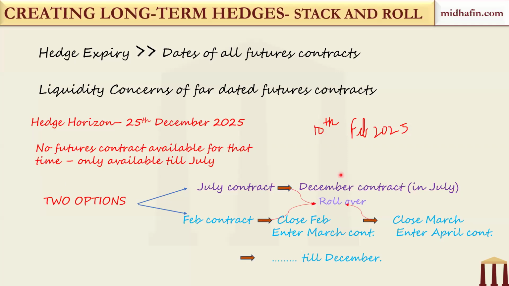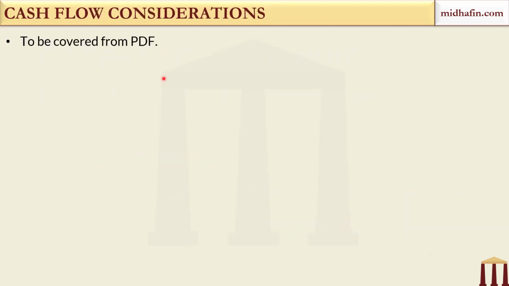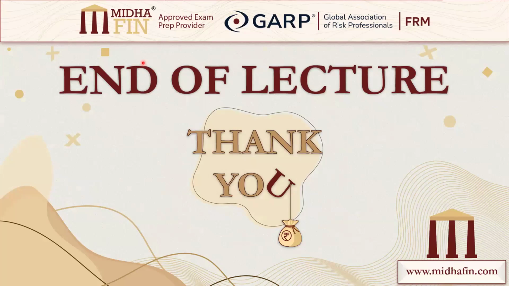Okay, fine. So there will be rollover or basis risk with the stack and roll strategy, because even though commissions will be less, rollover or basis risk will be higher, because every time you are exposed to this basis risk. For a single contract the basis risk is lesser. For this strategy, every time you're getting exposed to a new basis risk. This part has to be covered from the PDF. Cash flow considerations is also an important part. Okay, so that's it for this particular session.